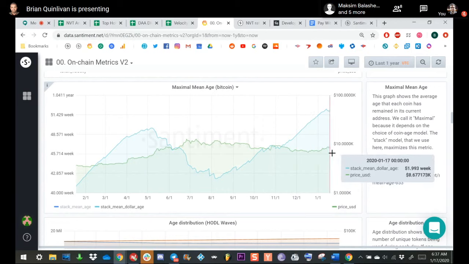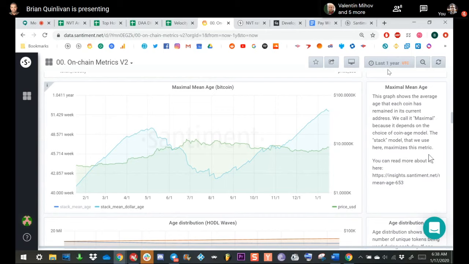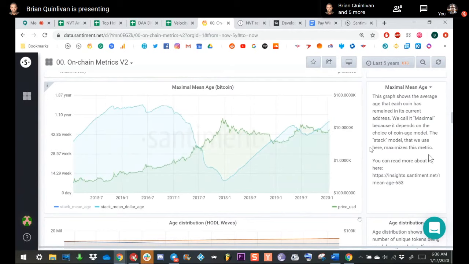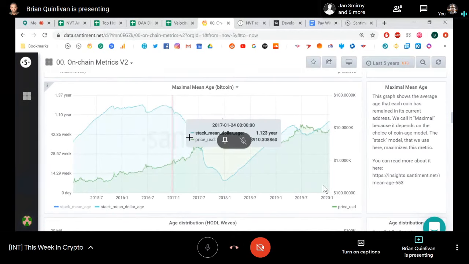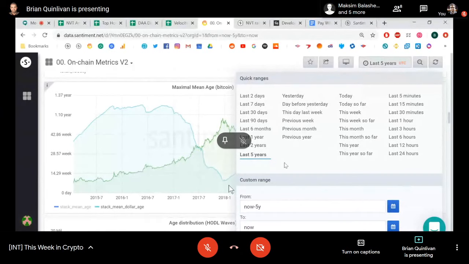And for the stack mean age, the other one there, we look at the Satoshis themselves and not the dollars that were invested, and we just take the mean age of the Satoshis or the Bitcoins. If you zoom out a little bit, you can see how much this correlates with the bull part of the cycle. Maybe do the 10 years, Brian. Yeah, for 10 years, it's even more clear. You can just take 5 and write 10 instead. Yeah, there you go.